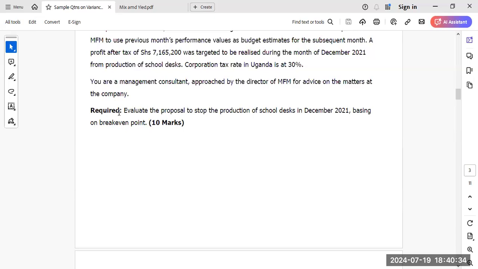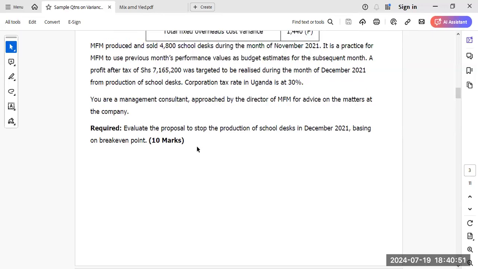For example, here they are saying on the required part, we evaluate the proposal to stop the production of school desks in December 2021, basing on break-even point. We all know that break-even point is not an area under standard costing. It is under CVP, cost volume profit analysis. That's where you find break-even point.